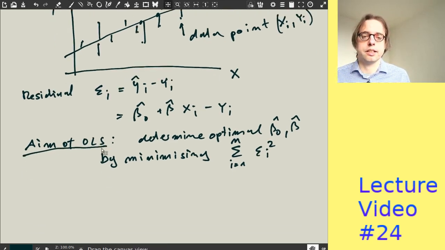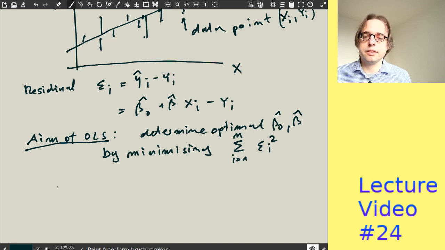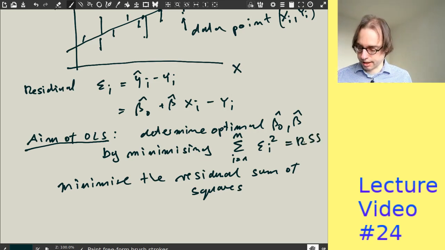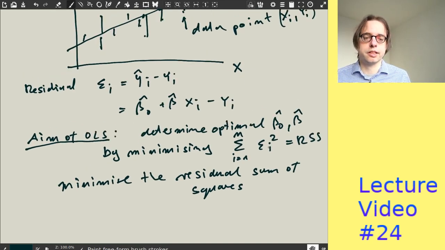So we're trying to minimize the sum of squares. We call it the residual sum of squares. So that's how it's called. And the residual sum of squares is abbreviated as RSS. So this is now the component notation.